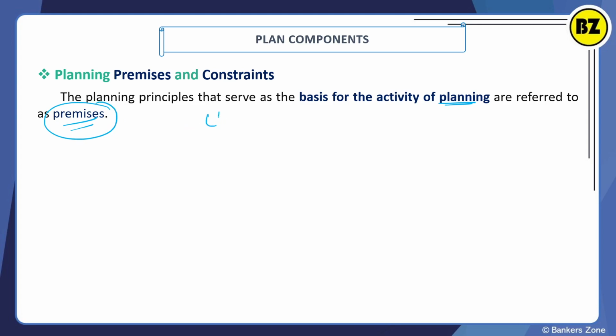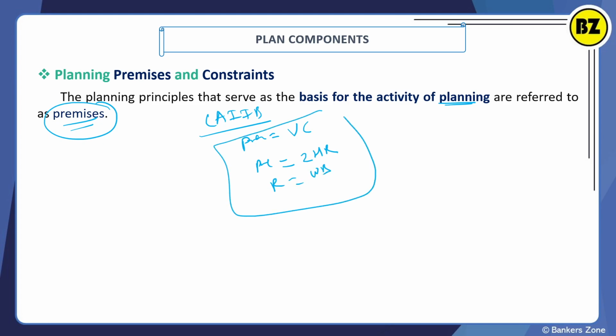For example, if you are planning to pass the CAIIB exam, what are the premises then? Premises means you should have the video course of the banker zone. You are studying 2 hours daily. You are revising on a weekly basis. Okay, these are the premises. Premises means what? These are the assumptions.